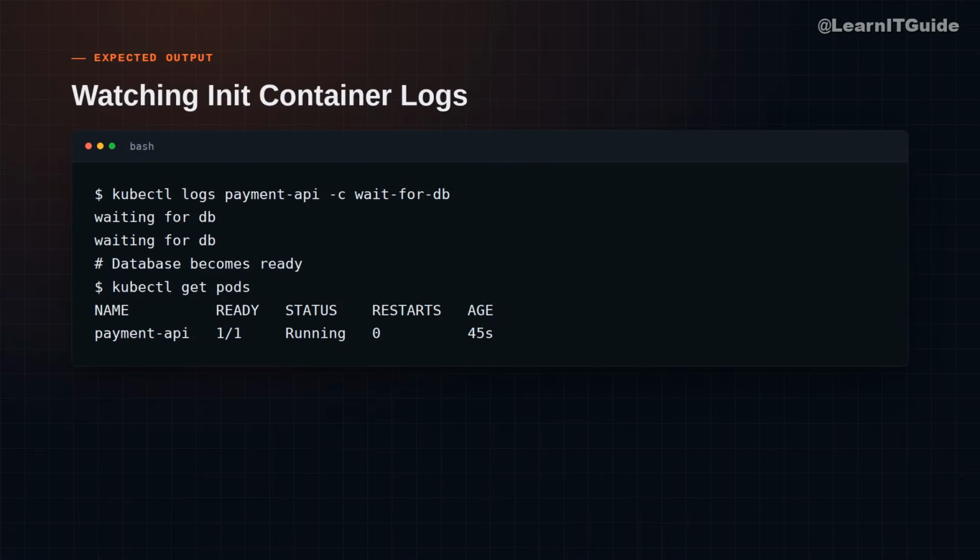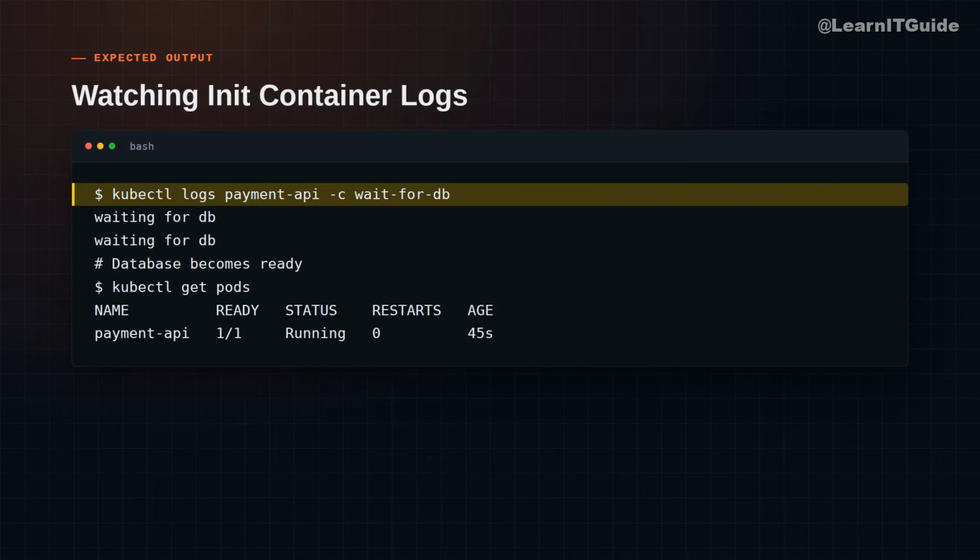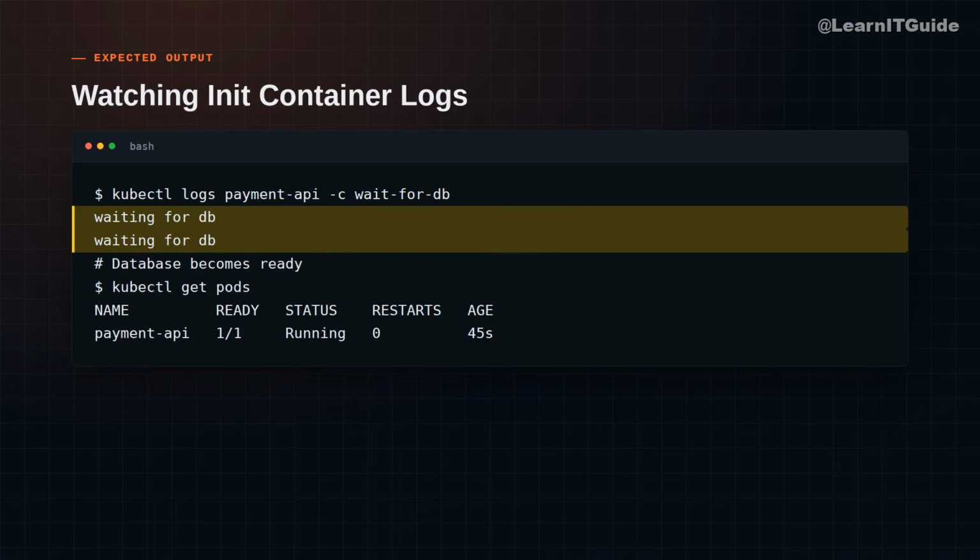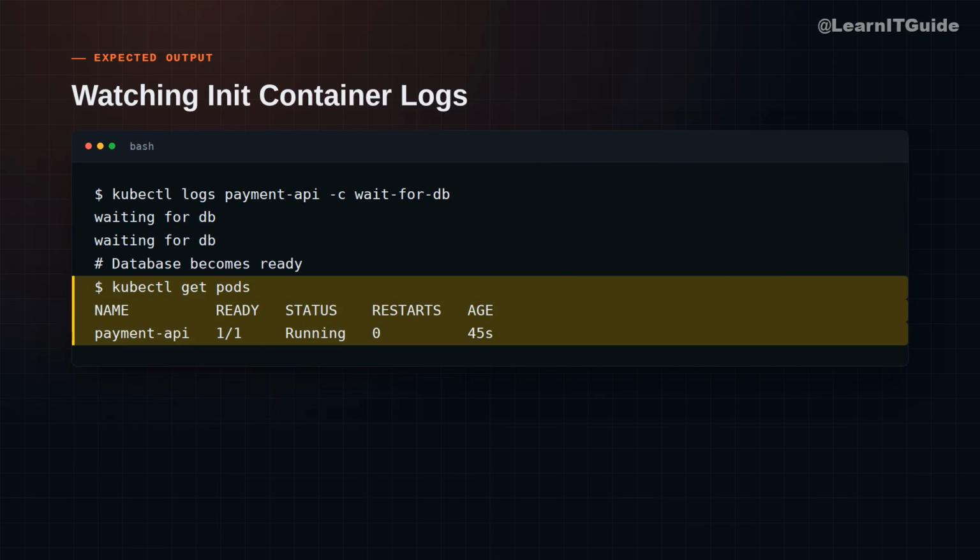When you run this, you can see the logs of the init container as it waits. You will see those status messages appearing in the logs while the network check happens. Once the database accepts the connection, the init container exits. You can see the pod status change from pending to running, and the API starts instantly. This gives you immediate visibility into why a pod might be stuck.